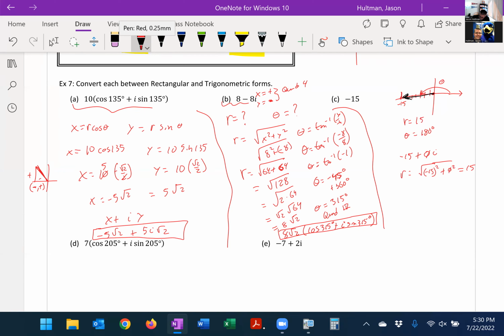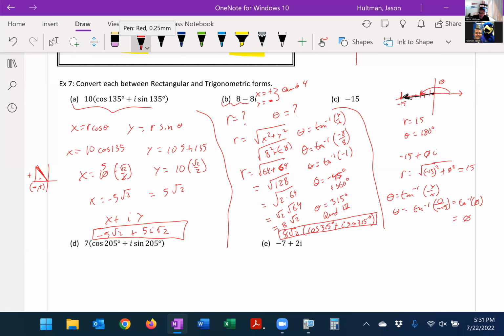Now, what about the tangent? If we take the inverse tangent of y over x, y is 0 in this case, and 0 over anything is just 0. So theta is equal to the inverse tangent of y over x, which is 0 over negative 15. The inverse tangent of 0, you're just going to get 0 on your calculator if you plug that in.